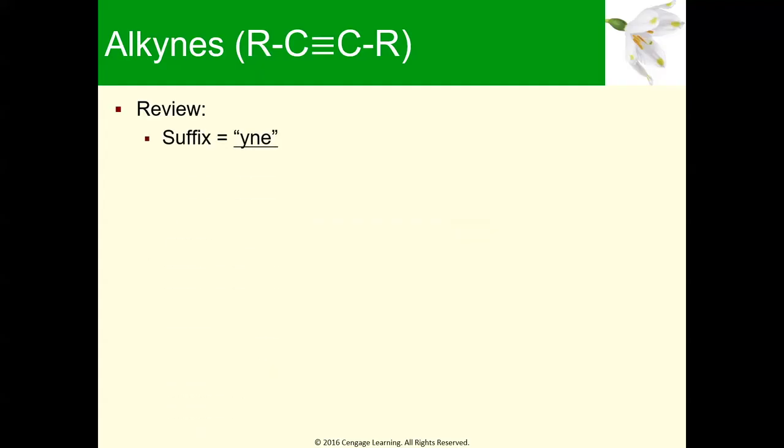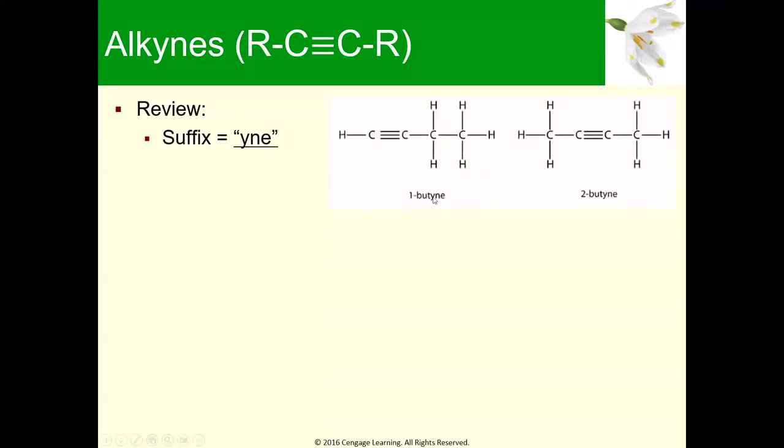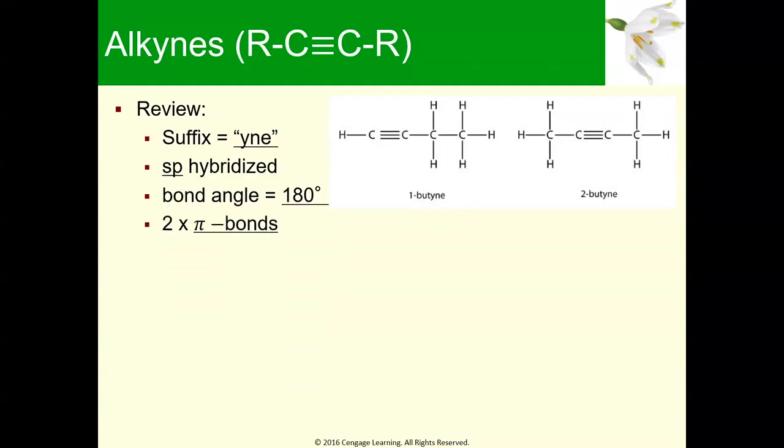So first of all, when you're naming alkynes, you use the suffix Y-N-E. Okay, so for example, there's 4 carbons, it would be butyne, and the number just indicates where the triple bond begins, because that's what an alkyne is. It's a carbon-carbon triple bond. All right, so the carbons are sp hybridized. And what that means is that the bond angle is 180 degrees, and therefore it gives you a linear arrangement.